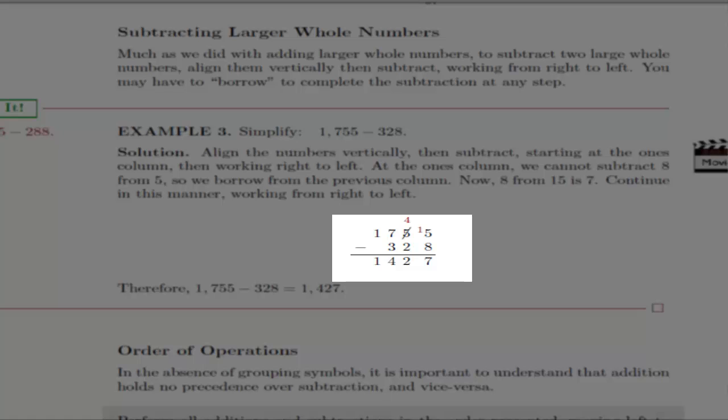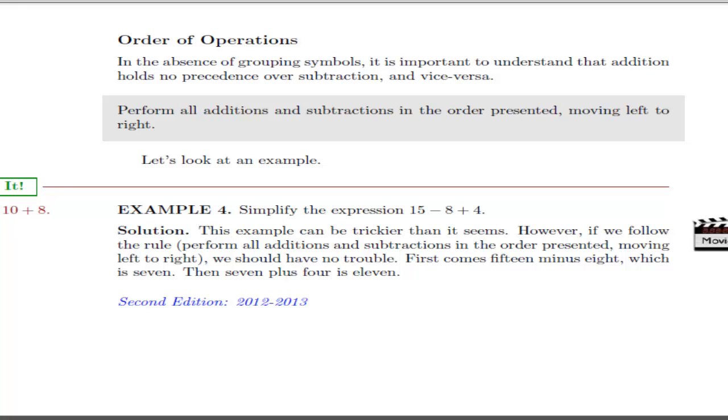Therefore, 1,755 minus 328 equals 1,427. Order of operations. In the absence of grouping symbols, it is important to understand that addition holds no precedence over subtraction and vice versa. Perform all additions and subtractions in the order presented, moving left to right.